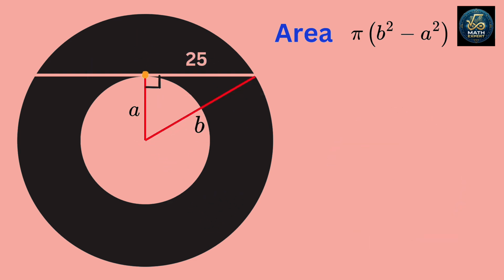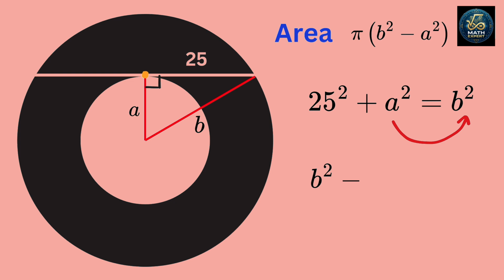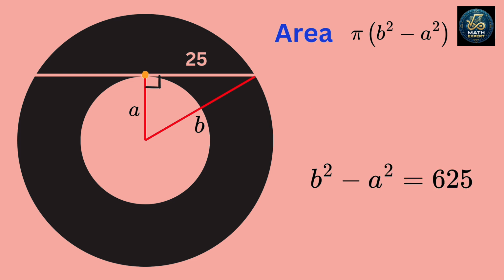Now just complete this triangle such that it will be a right-angled triangle. We can use our favorite right-angled triangle theorem to get b square equals a square plus 25 square. Now take a square on the right side to get b square minus a square equals 625. Wow, amazing! You can see that we don't need any other information here because the shaded area is simply pi times (b square minus a square), which becomes 625 pi.